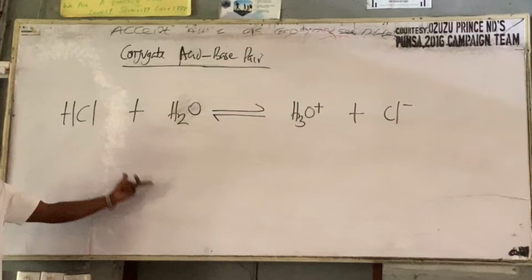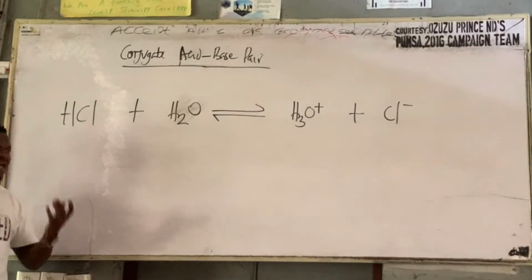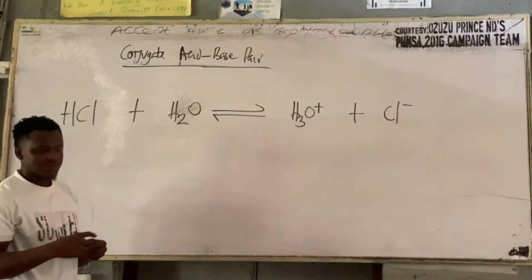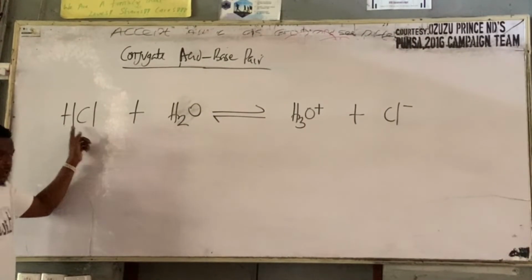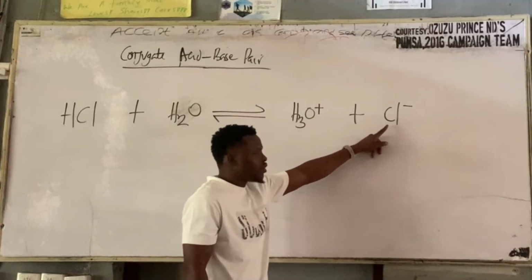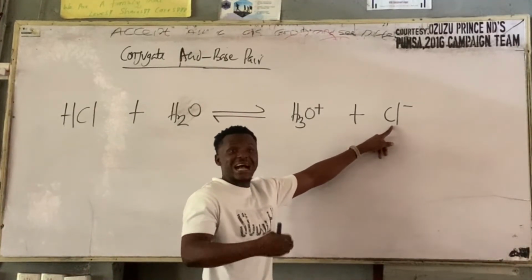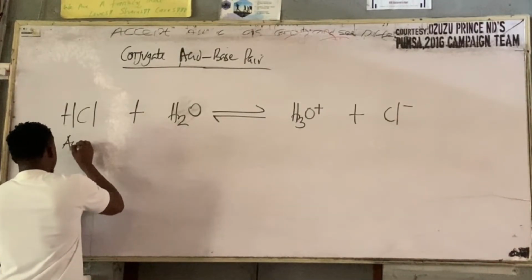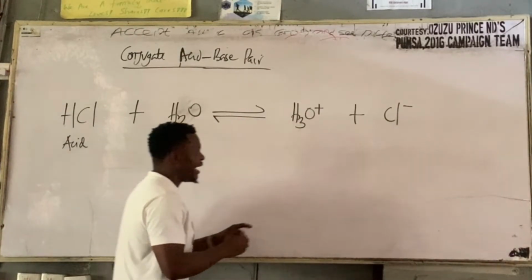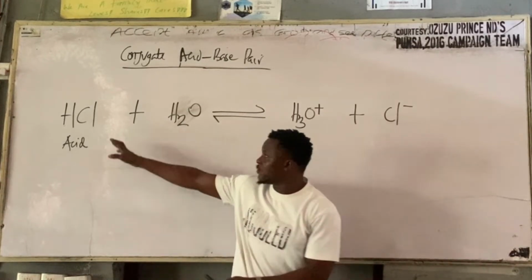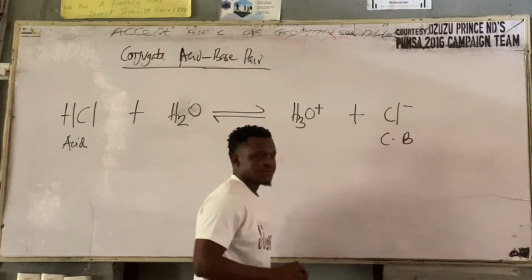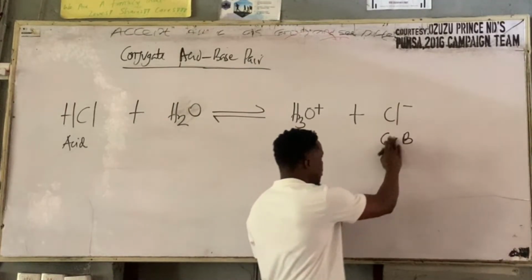You know? That theory says an acid is a substance that gives out a proton, right? A base does the opposite. This one initially had 1 H. On the product side, it no longer has it, which means it has lost the hydrogen. So this one is the acid. And the one that is formed after it has lost the hydrogen is the conjugate base. Right?